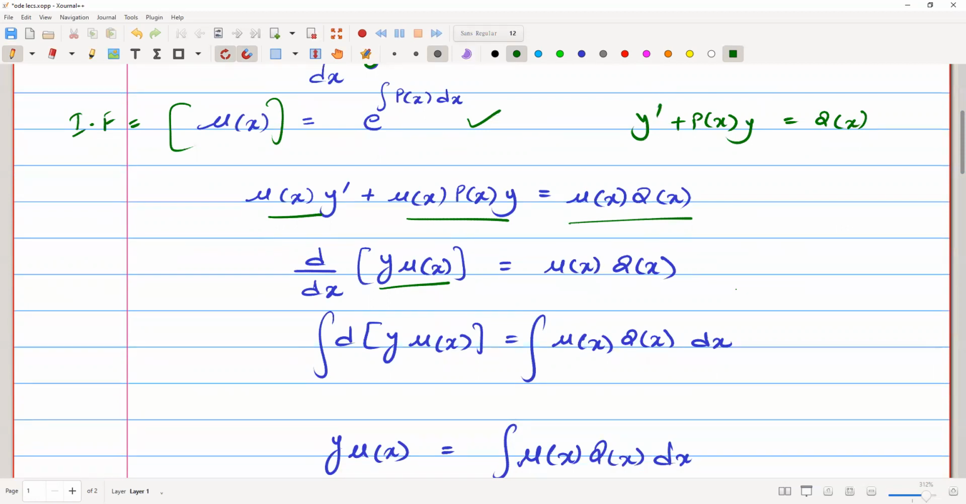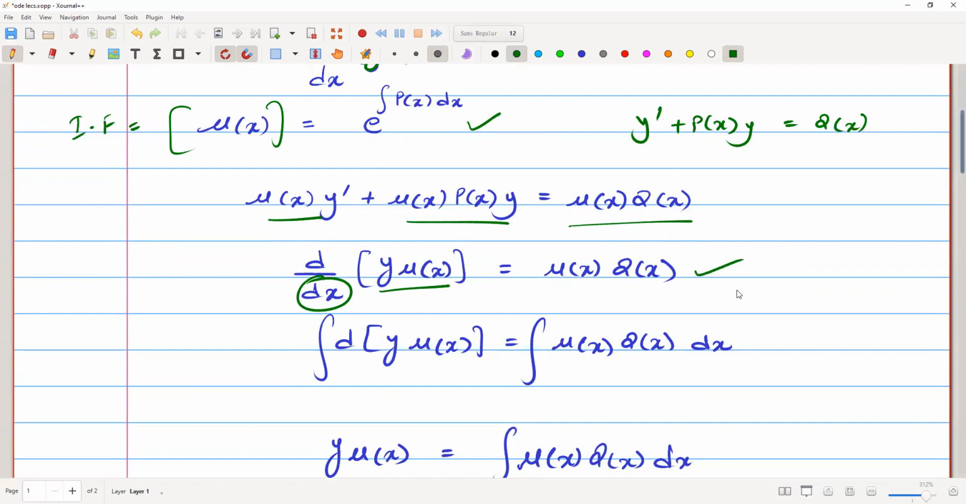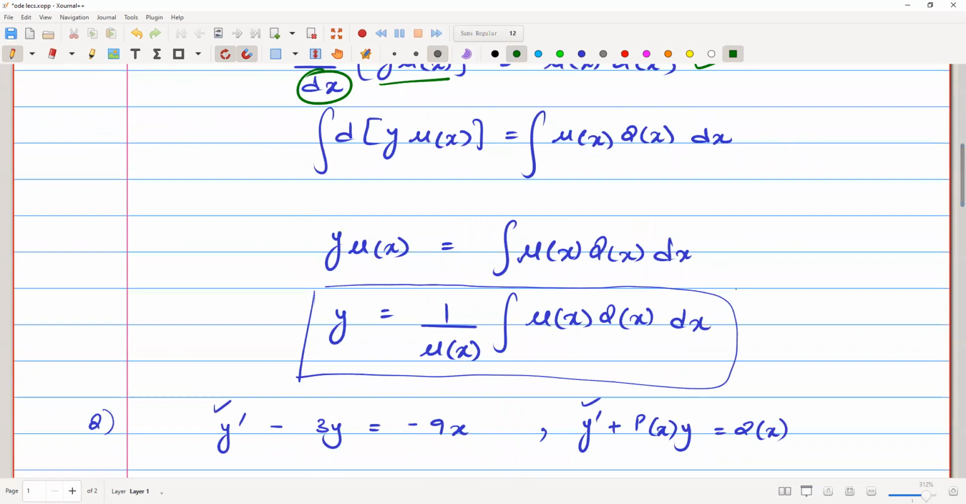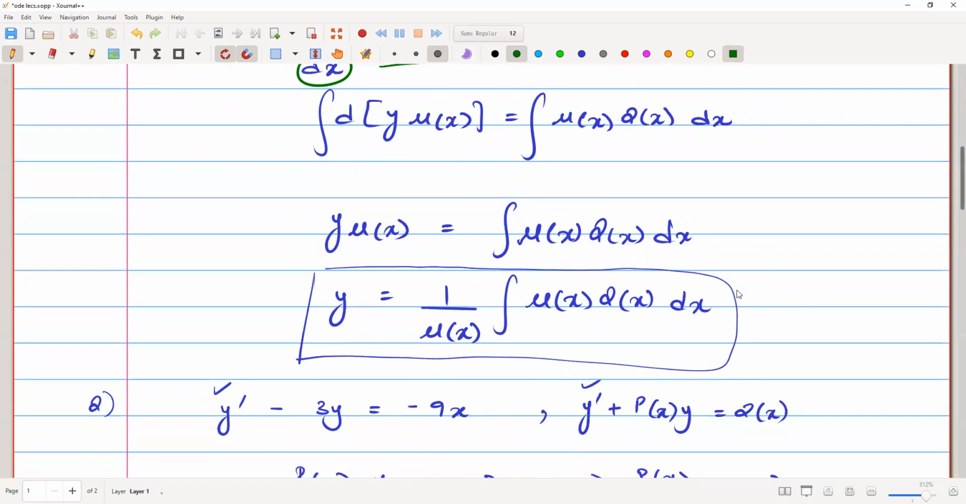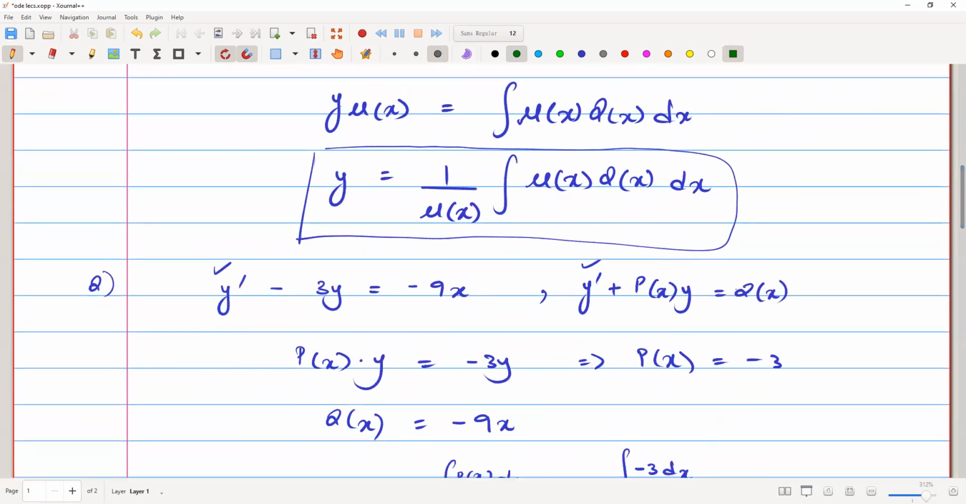It will be a complete derivative, so we can shift this dx to the right hand side here, and then we can simply integrate both sides to get the general solution of this linear first order differential equation, right? So in fact, the particular solution. This is the formula for the solution. If we are able to find the integrating factor, then it's easily computable.